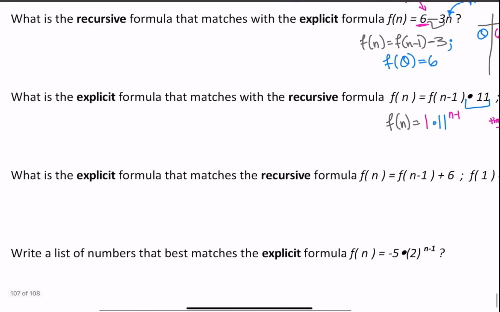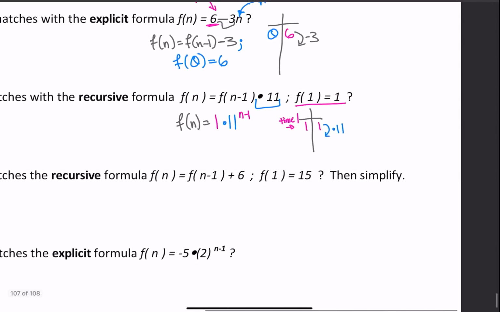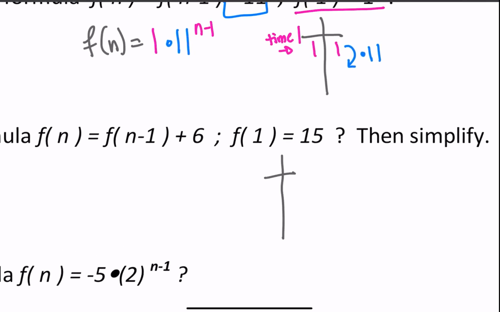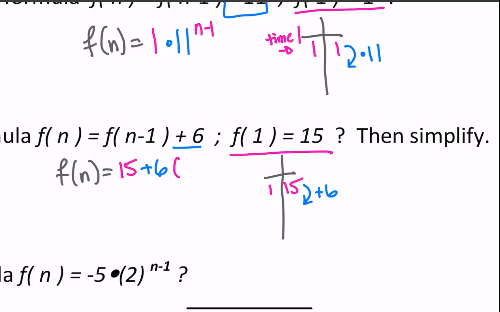We're going to do that again. What is the explicit formula that matches the recursive formula? And then we're going to simplify. So we're going to do what we just did, but then we're going to simplify. So we started with 1 and 15. This is telling me that we are adding by 6. So I can write that explicit f of n equals, first f of n value was 15. Add by 6. And then we have times n minus 1 because we started with times 1. Don't forget the parentheses when it's arithmetic and you have an n minus 1.